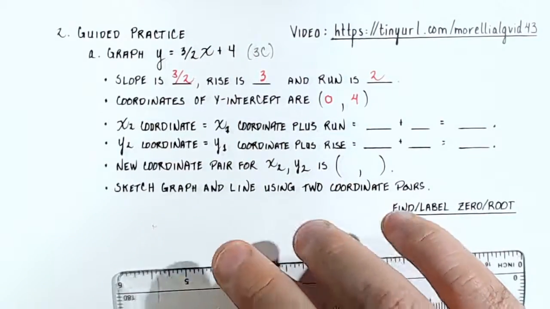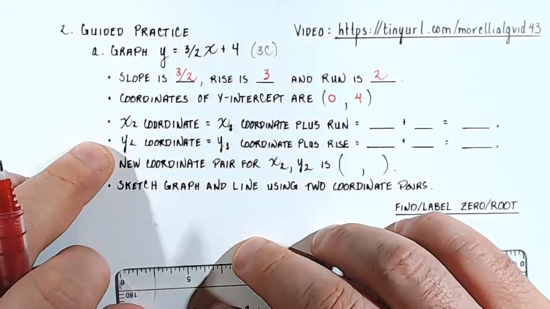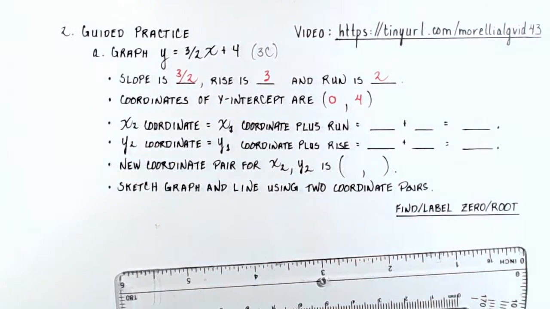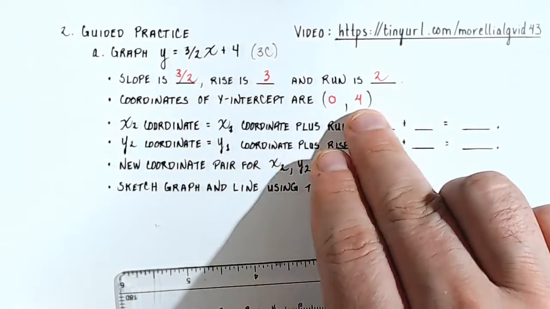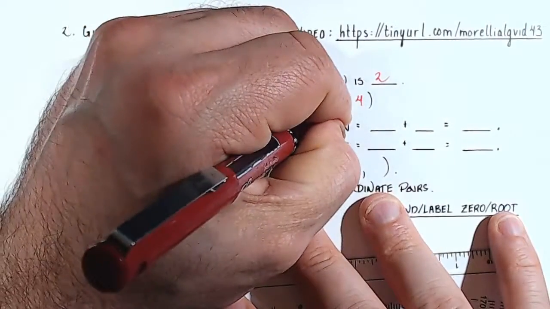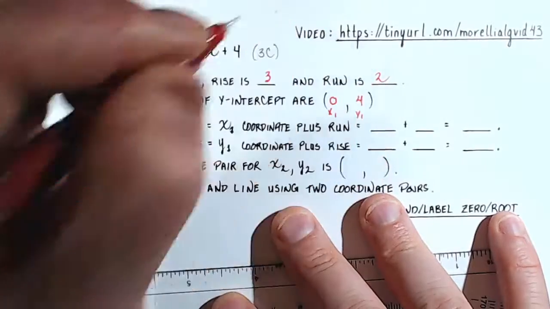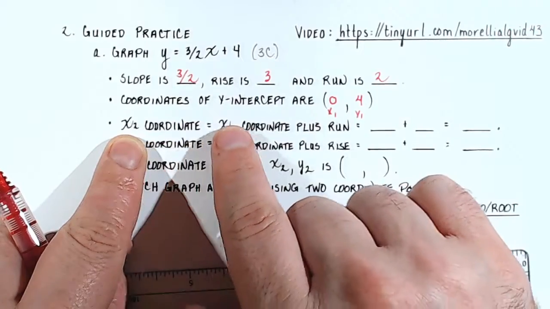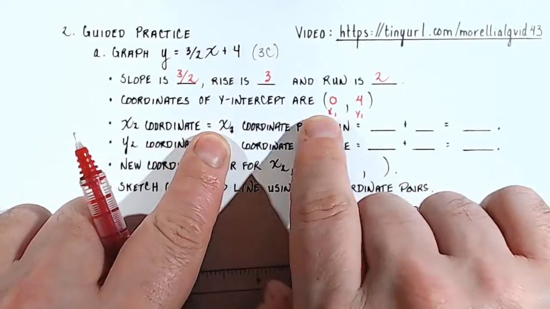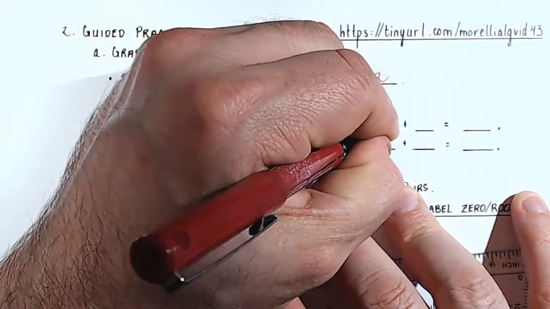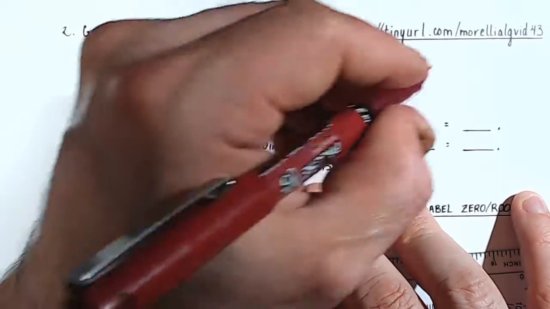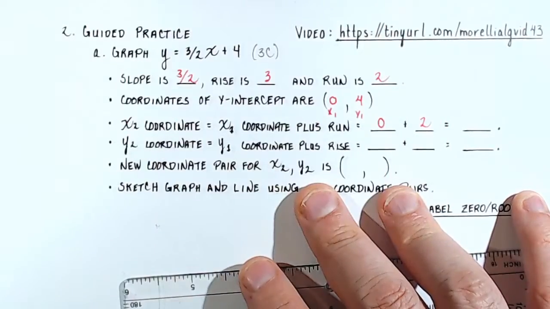So now that we have these points, we can find another coordinate pair. That's what we want to do right here, because we need 2 points to graph a line. So we've got one pair here, and we'll label these x1 and y1. For the x2 coordinate, the x coordinate of the second coordinate pair, we'll take the x1 coordinate, which is 0, and we'll add the run. That's the denominator of the slope. So we'll add 2, and that gives us a new x coordinate of positive 2.